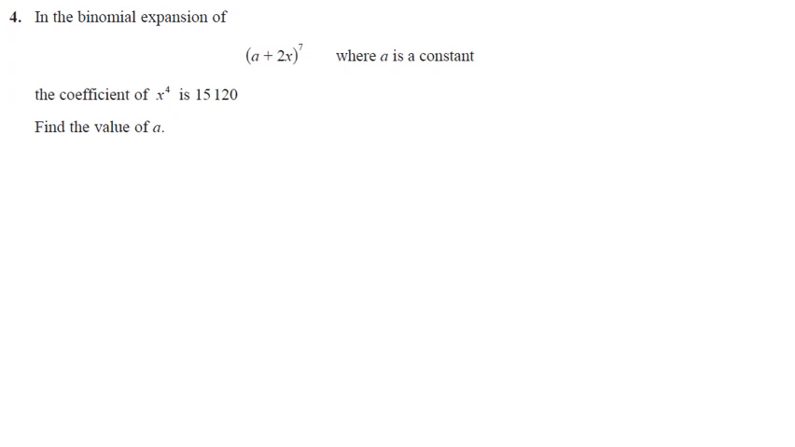Question 4. The binomial expansion of this, we're told that the x to the 4 term has a coefficient of 15120. Well, if we expand that using the binomial theorem, we get 8 to the power of 7 plus 7 choose 1 times 8 to the 6 2x and so on. So the term that we're interested in is going to be 7 choose 4 times 8 to the 3 times 2x to the 4.